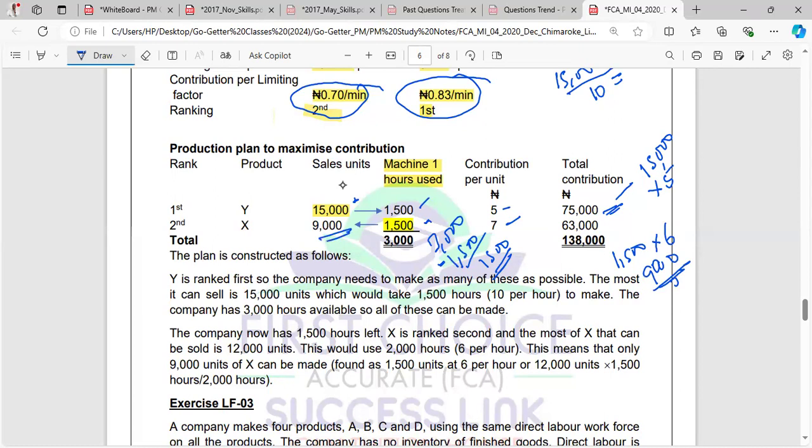Remember how we got this 1,500? We had to do 15,000 divided by 10 per hour to get the number of hours. But when we are going back to the units, we had to do the number of units per hour multiplied by the hours to get back the units. So it means out of the 12,000 units, you can only do 9,000. And that's it.